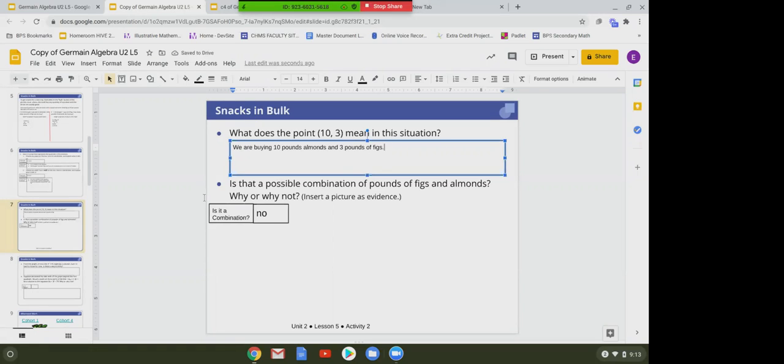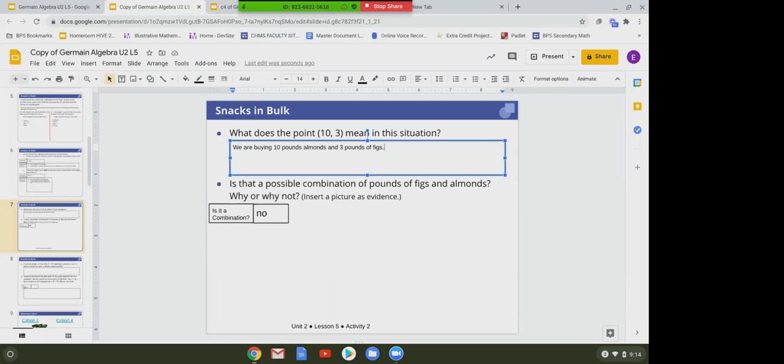And John, when I have this combination here, did we think that this one was a possible combination of figs and almonds? Elliot said he didn't think so, but what do you think, John? John, help me out, my friend. Is this a possible combination of almonds and figs? How about Connor? Connor, can I have you help me? Do you think this one is a possible combination of almonds and figs?